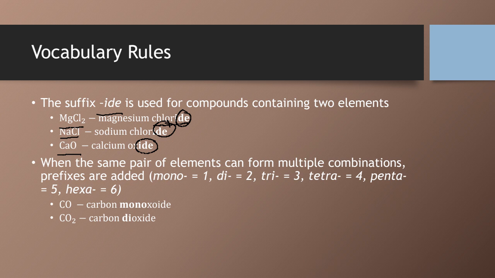And when the same pair of elements can form multiple combinations, we add prefixes before them. So CO is carbon monoxide because there's only one oxygen atom. CO2 is carbon dioxide because there are two oxygen atoms.